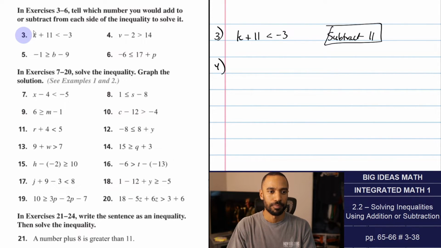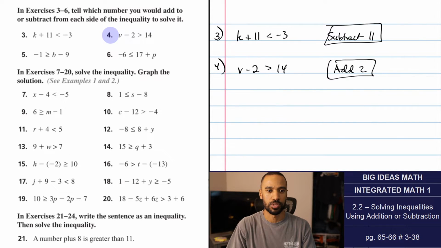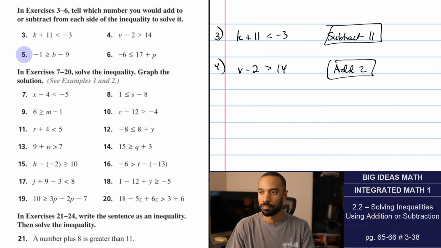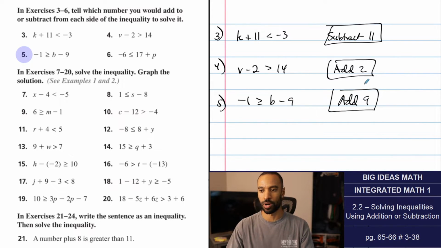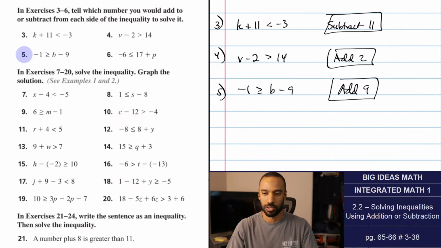Number 4 says v minus 2 is greater than 14. To get v by itself, I'm going to add 2 to both sides. And again, it's both sides of it. They state that, though. They say from each side of the inequality. Number 5, b minus 9. I'd love to add 9 to both sides in this case. I'd also love to, when I solve for it, reverse this whole thing, and have b is less than or equal to instead of negative 1 is greater than or equal to.